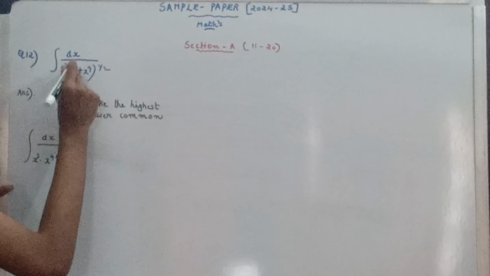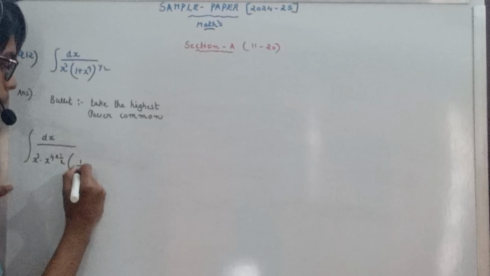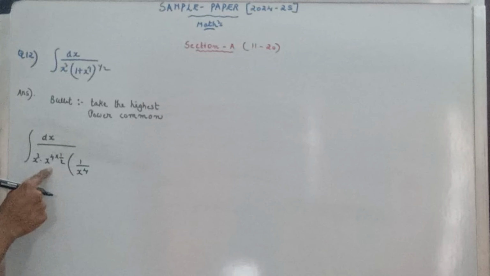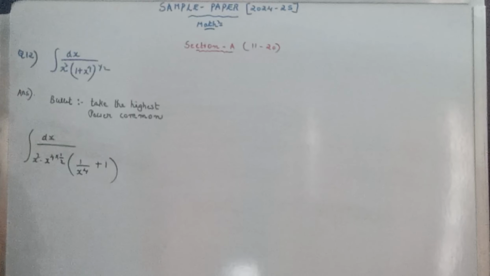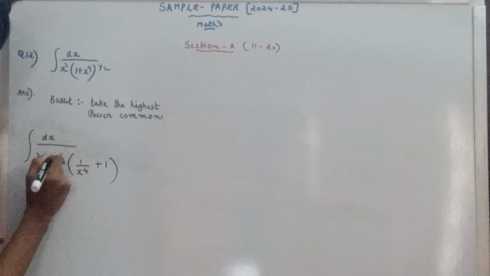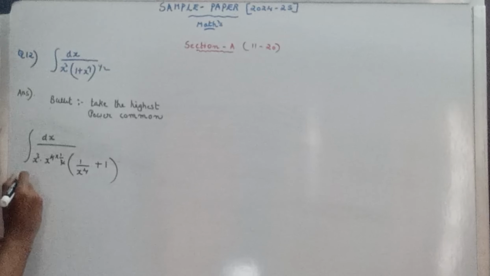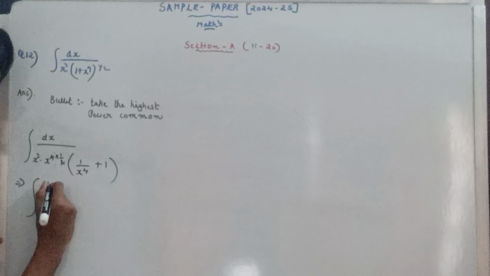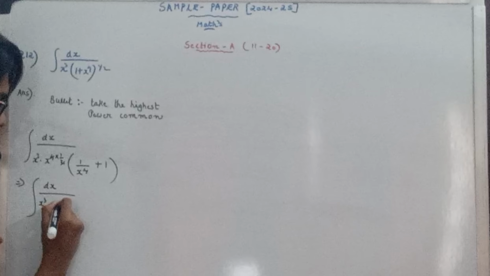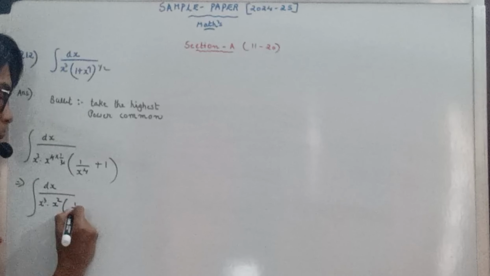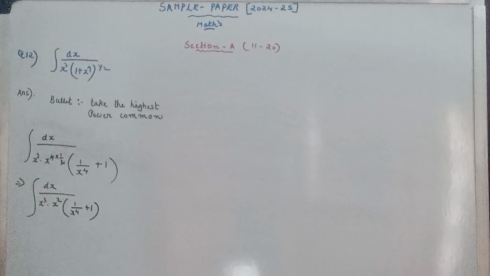Whatever is inside the bracket, since we took x raised to 4 common, in order to get 1 over here we have to write it like this, isn't it? Because then only x raised to 4 will cancel. Plus 1 you will be getting over here. Now you can cancel this. So you will be getting integral of dx by x cube into x square into 1 by x raised to 4 plus 1.